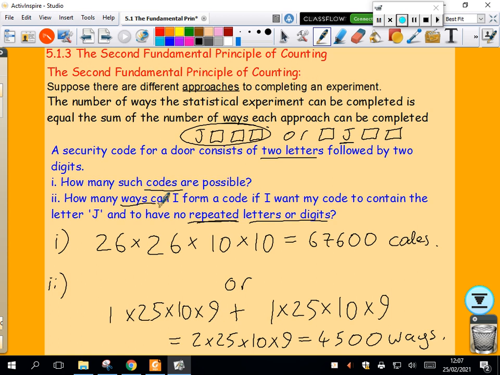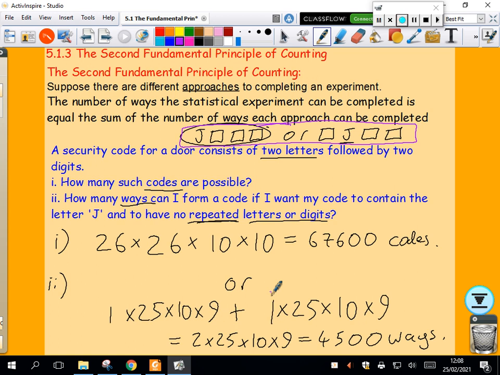The key is to try to visualize exactly what's going to happen. I can put J in the first position, or I can put J in the second position. Break it down to a series of tasks. In the first approach, my first task is to place J in the first position. In the second approach, my first task is to place J in the second position. That's the only difference between them, really. Okay, but they look identical when written down.